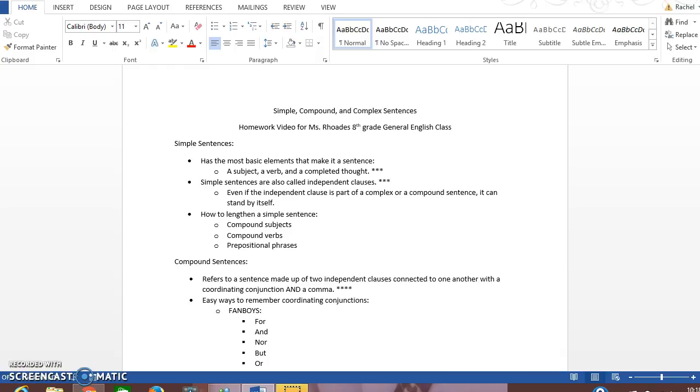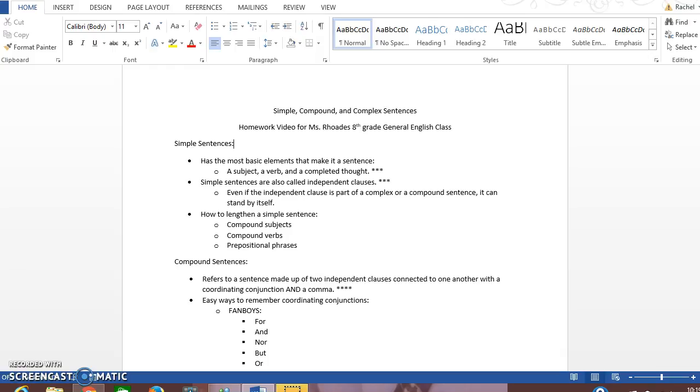So a question on the quiz tomorrow might be, what is another name for a simple sentence? And that answer would be an independent clause. An important note here is that even if the independent clause is part of a complex or a compound sentence, it can stand by itself. So it can be something like, I ate the cake. That part of a sentence is considered a simple sentence by itself, but even if it was added on to a complex or compound sentence, it would still be an independent clause.